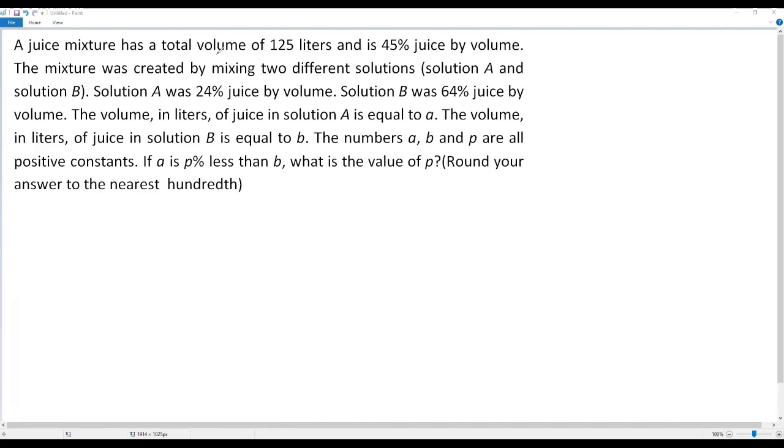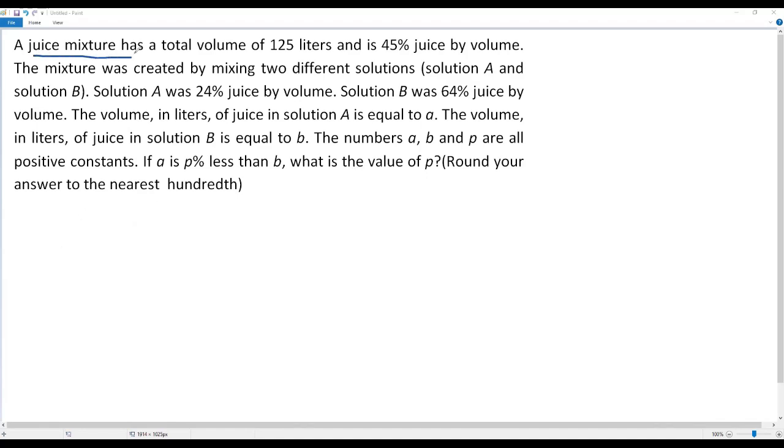A juice mixture has a total volume of 125 liters and is 45% juice by volume. The mixture was created by mixing two different solutions, solution A and solution B. Solution A was 24% juice by volume. Solution B was at 64% juice by volume. The volume in liters of juice in solution A is equal to lowercase a. The volume in liters of juice in solution B is equal to lowercase b. The numbers A, B and P are all positive constants. If A is a P percentage less than B, what is the value of P? Round your answer to the nearest hundredth.